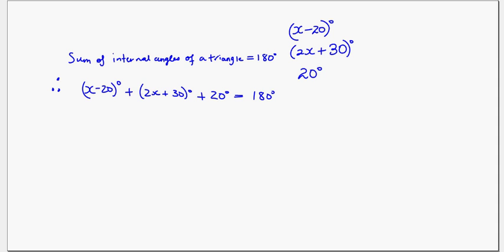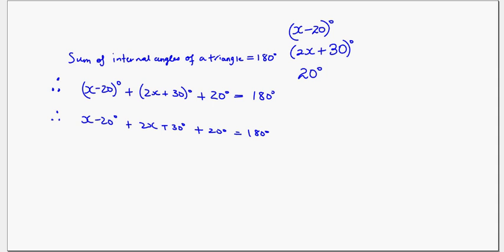So let's continue. Therefore, we cannot actually execute anything in these brackets, so we could remove them. So we could write x minus 20 degrees plus 2x plus 30 degrees plus 20 degrees is equal to 180 degrees, like this.